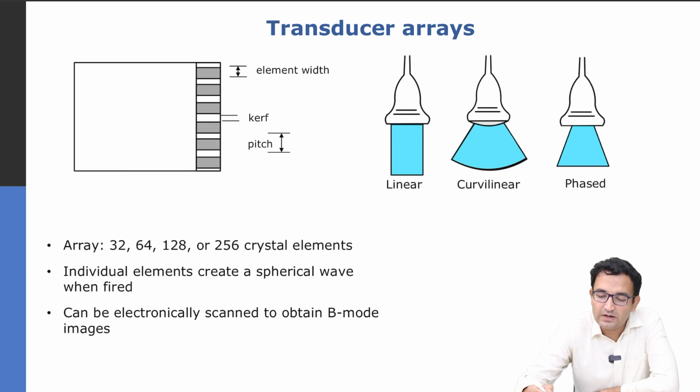And then we discussed the 3 common types of arrays: the linear array, the curvilinear array, and the phased array. There are other types of arrays, for example, there can be 1.5D arrays, matrix arrays, etc. But these are the most common types of arrays.